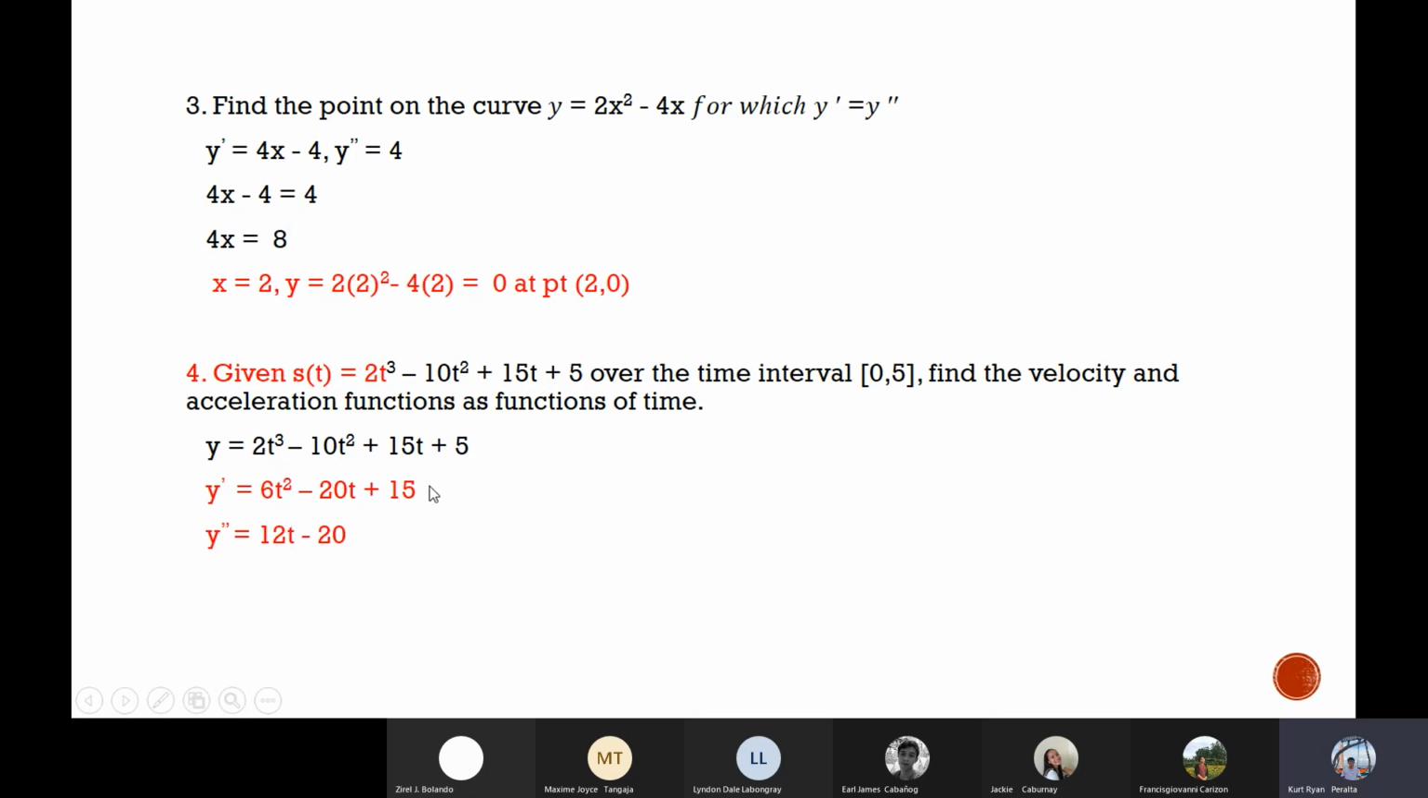So we have the velocity, right? The acceleration is just the rate of change of the velocity. So 6t squared minus 20t plus 15, the derivative of this is simply 2 times 6, which is 12t, then minus 20. We can get the velocity and acceleration using these derivatives.